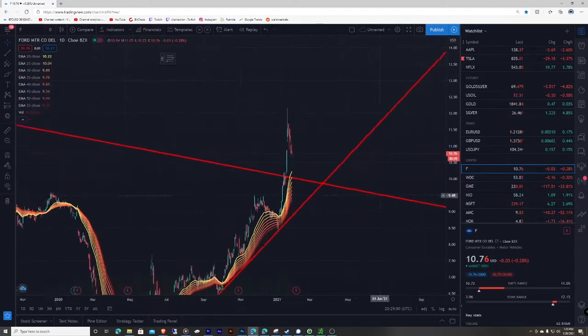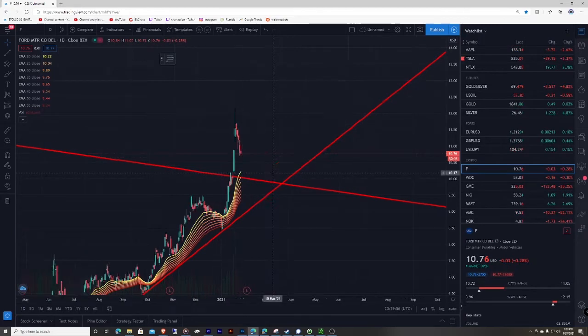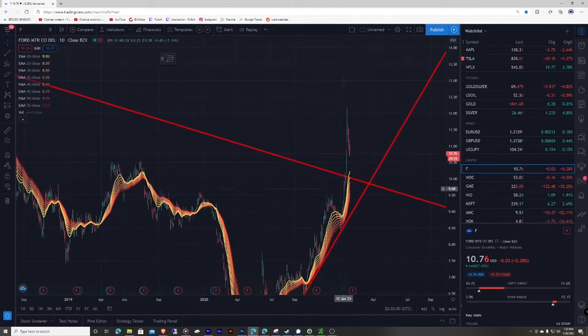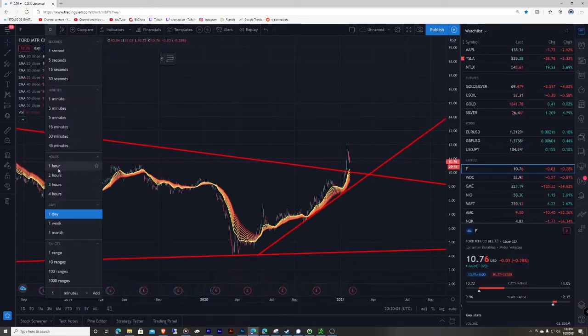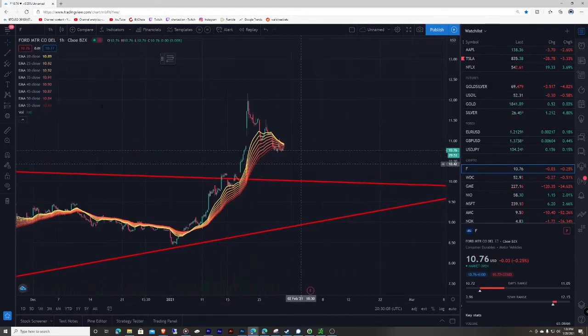Okay, so it looks like we got a nice pump, and then we're correcting down. Maybe we'll touch this and bounce off of it. Hopefully, let's hope we can keep that trend going up. And let's go to the hourly, do a smaller time frame, and check out these targets for today.